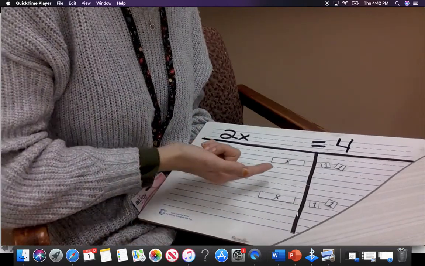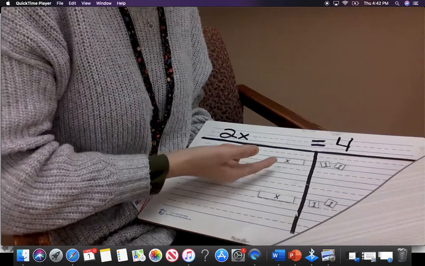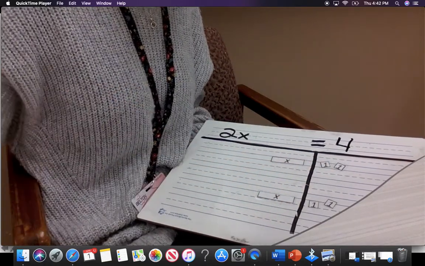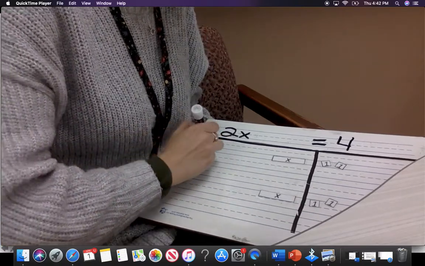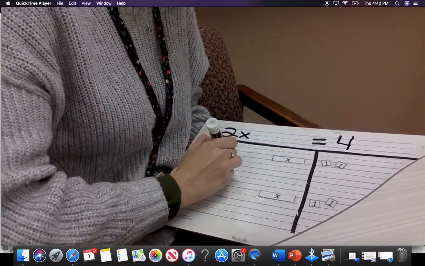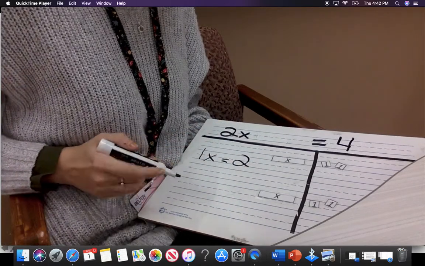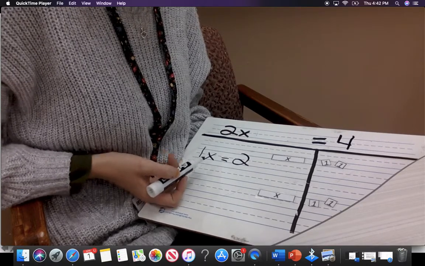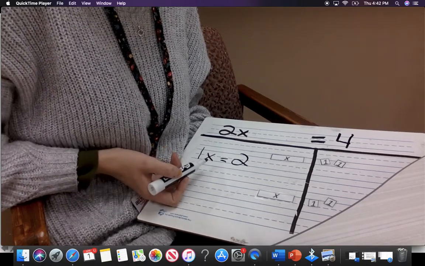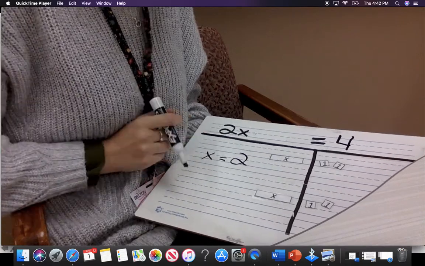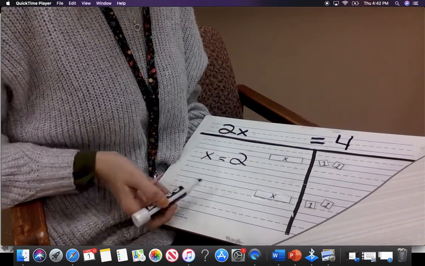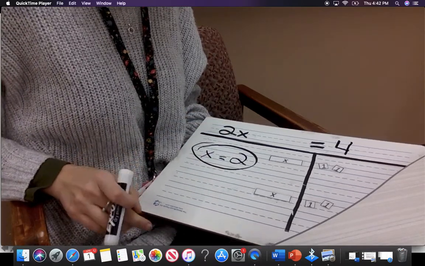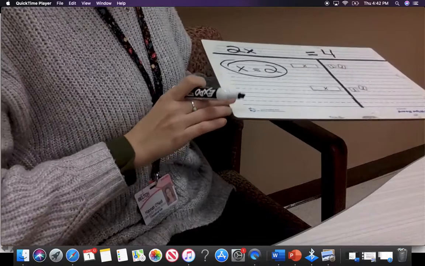So now that we have our groups evenly divided by 2, what does 1x equal? 1x equals 2. And 1x is pretty much just the same thing as saying x, because if there's only 1x, well, look, there's still only 1x. So what's our answer here? We've got x equals 2. And we used algebra tiles to figure that out.